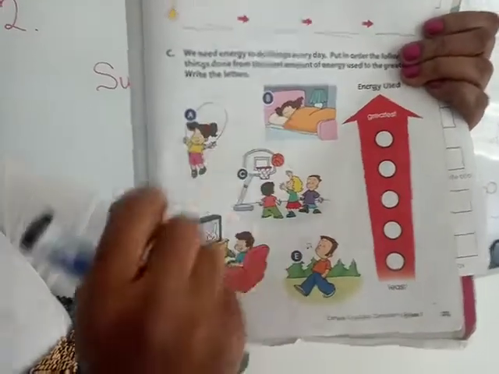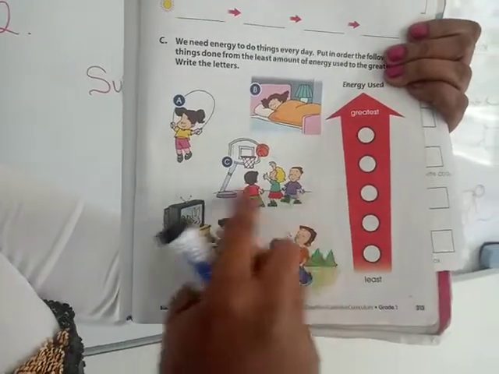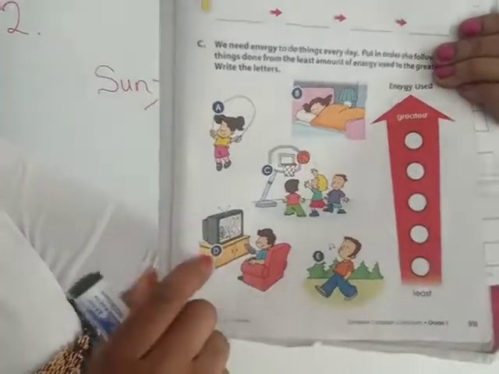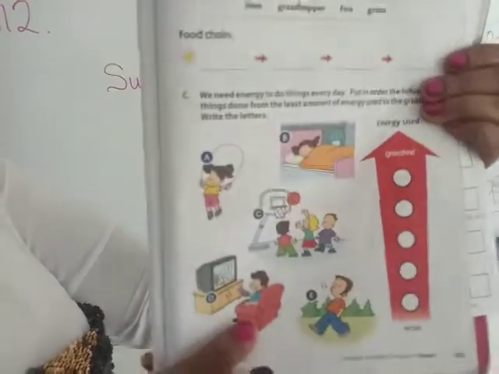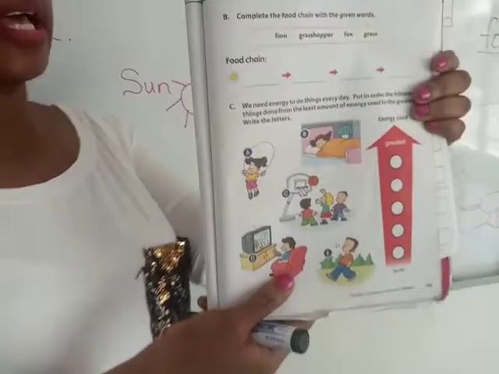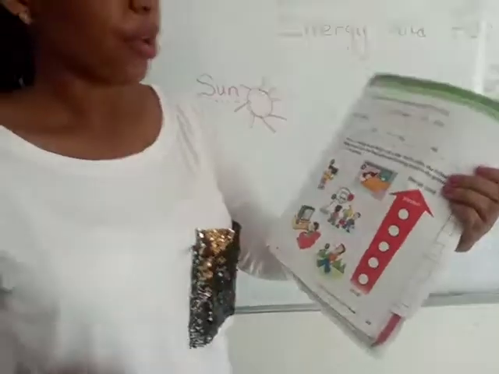So here you have A, a girl skipping a rope. B, a girl sleeping. C, you have some children playing basketball. D, you have a little boy watching television. And E, you have someone just strolling on the street and singing.